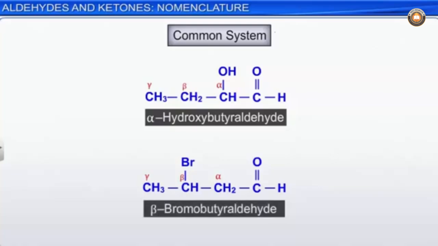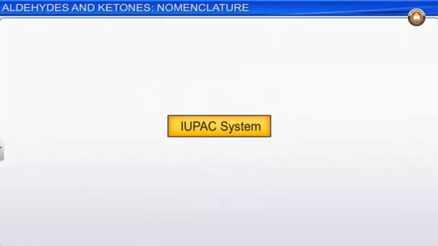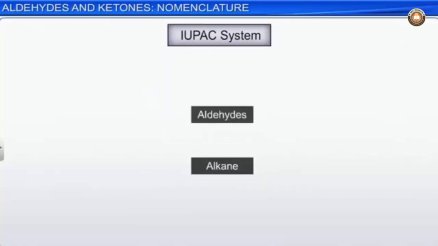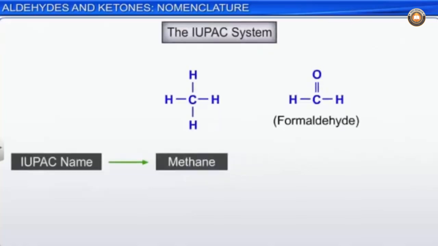In the IUPAC system, aldehydes are named by replacing the e of the corresponding alkane by al. Hence, the IUPAC name for aldehydes is alkanal. For example, the IUPAC name for formaldehyde can be written by replacing the letter e of the corresponding alkane, methane, by al. Hence, the IUPAC name for formaldehyde is methanal.